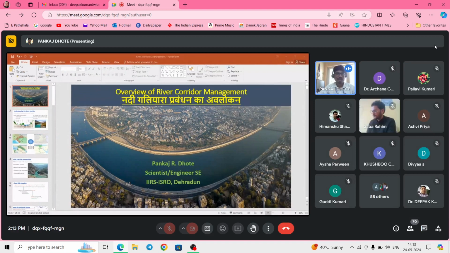More specifically, if I talk about the Ganga River, you will see that right from its upstream, where the Ganga River originates in Gangotri, Gomukh, to Farakka in West Bengal.